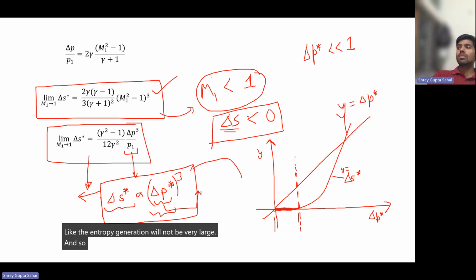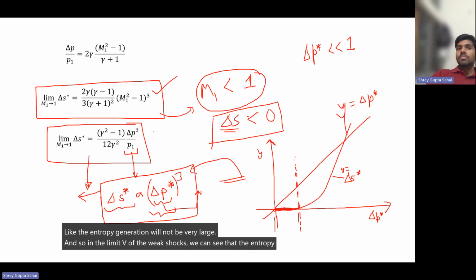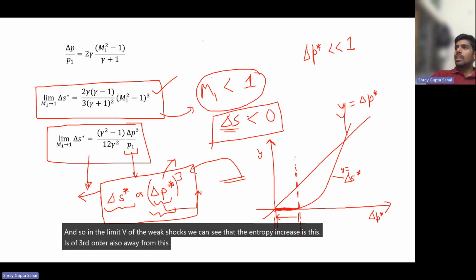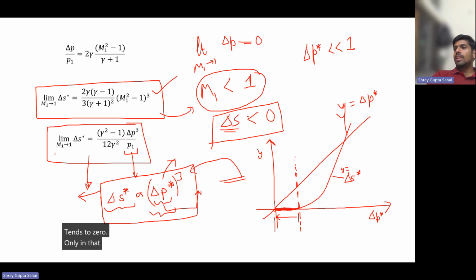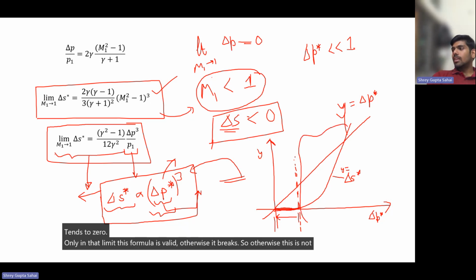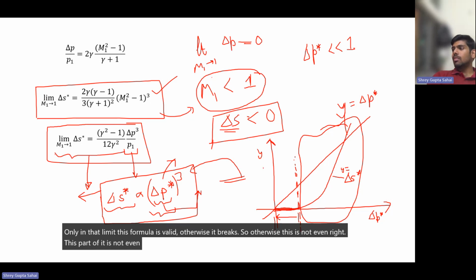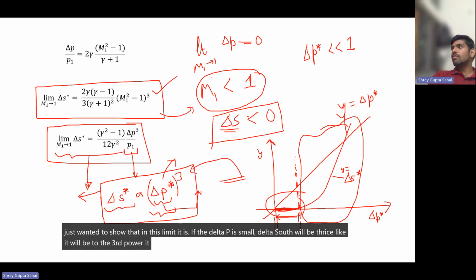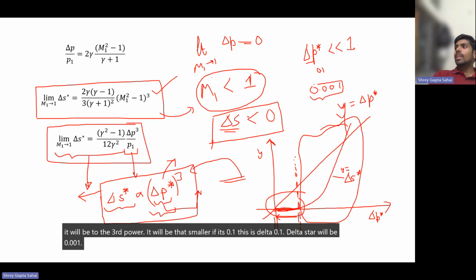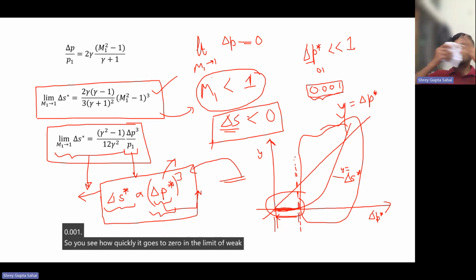So in the limit of weak shocks, the entropy increase is of third order. Also, in the limit M1 tends to 1, delta P tends to 0, only in that limit is this formula valid. Otherwise it breaks down, because this part does not exist away from that limit. I just wanted to show that in this limit, it's third order. If delta P star is small, delta S star will be to the third power, that much smaller. If delta P star is 0.1, delta S star will be 0.001. So you see how quickly it goes to zero in the limit of weak shock.